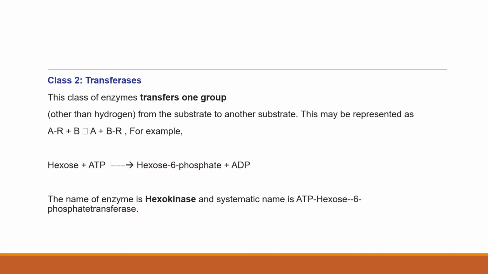A specific example: hexose plus ATP forms hexose 6-phosphate. That means that one of the phosphates from ATP was transferred to hexose, forming hexose 6-phosphate plus adenosine diphosphate. The enzyme that is used to do this kind of reaction is called hexokinase, and its systematic name is ATP hexose 6-phosphate transferase.